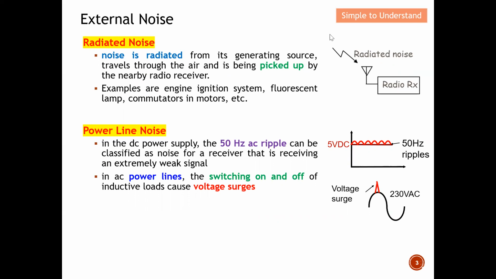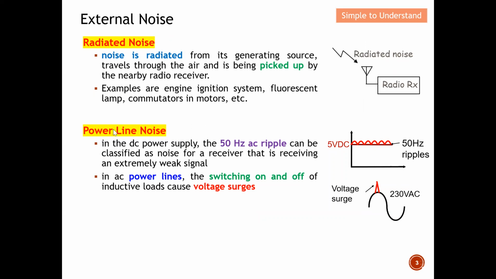Let's take a look at this diagram here. There is a noise source over here. The noise source radiates out the noise and couples over to the antenna of a radio receiver. This form of noise is classified as radiated noise. The medium is the air. Some examples of radiated noise are engine ignition systems, fluorescent lamps, and so on. So these fall under radiated noise.